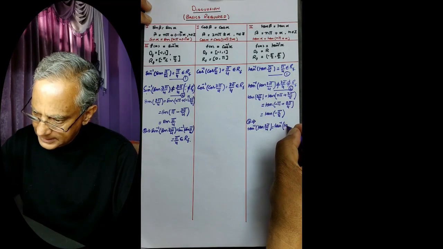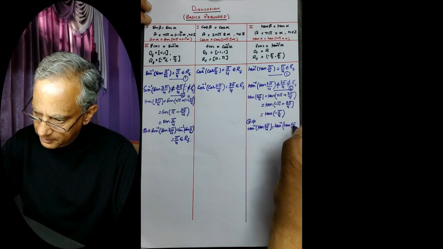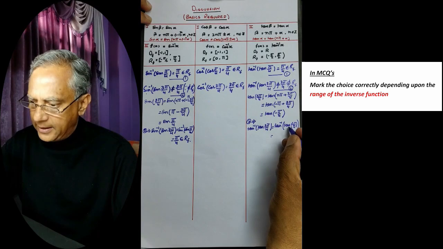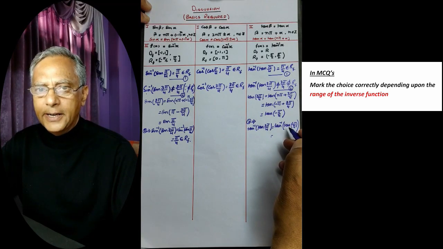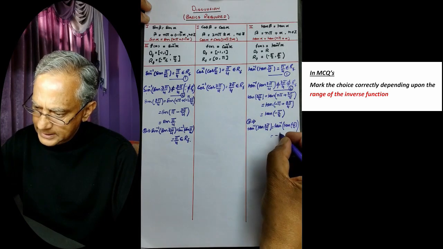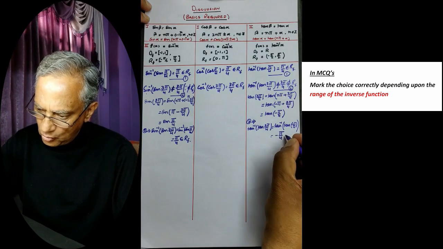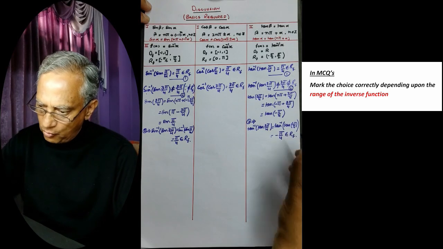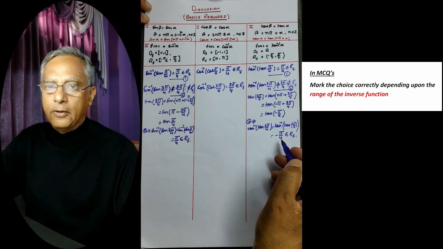So I can write this as tan of minus pi by 4. And tan inverse tan changes into identity, so it is minus pi by 4. And minus pi by 4 belongs to the range of the function. Therefore, this is the correct value.